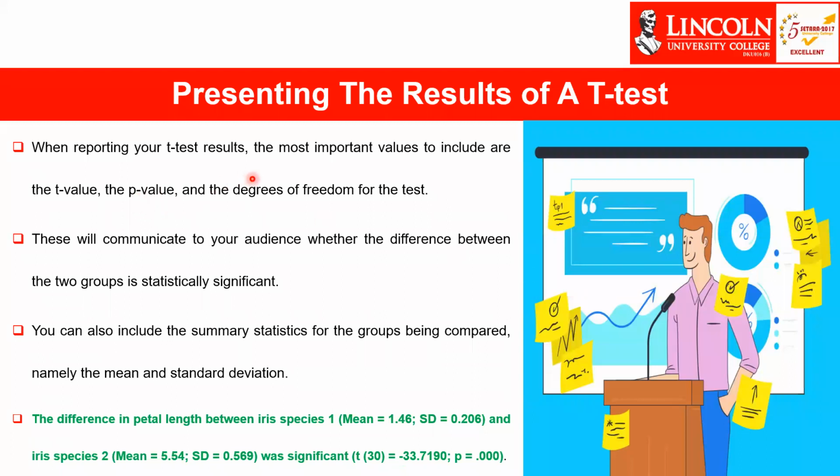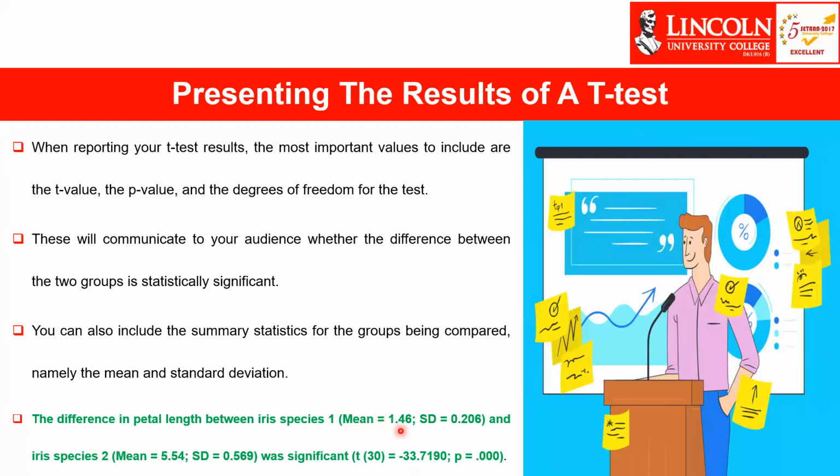When reporting your t-test results, the most important values to include are the t-value, the p-value, and the degrees of freedom for the test. This will communicate to your audience whether the difference between the two groups is statistically significant. You can also include the summary statistics for the groups being compared, namely the mean as well as the standard deviation. So you can have something like, for the first example I showed earlier, the difference in petal length between iris species. Open brackets, you have the mean. You can just put M, or you can write it in full, the choice is yours.